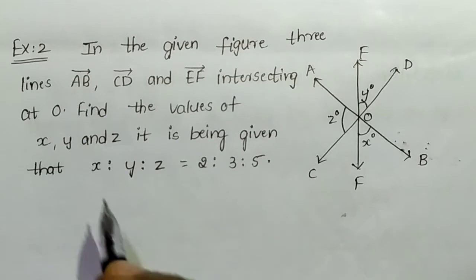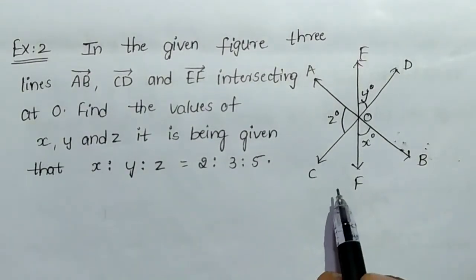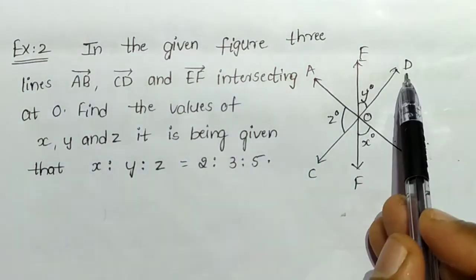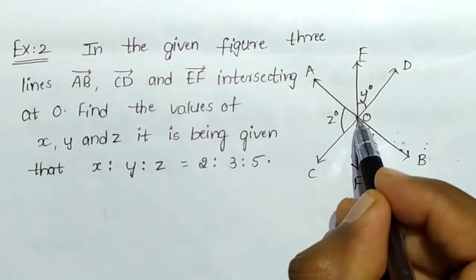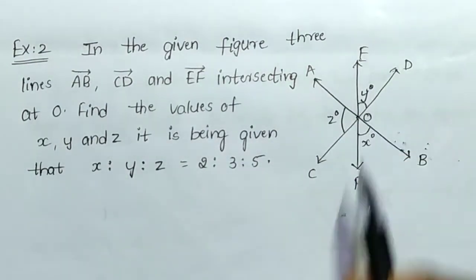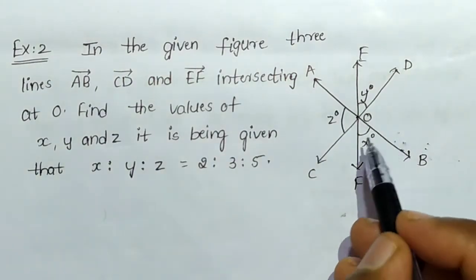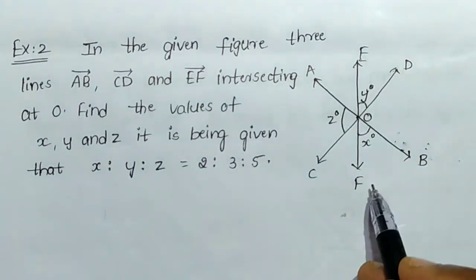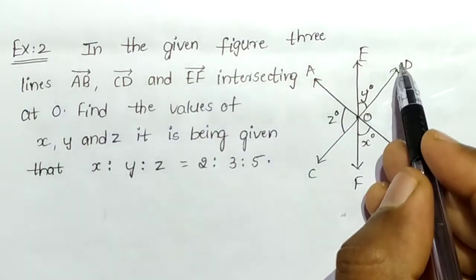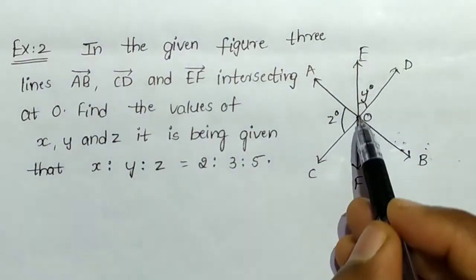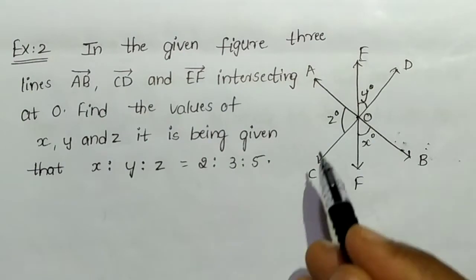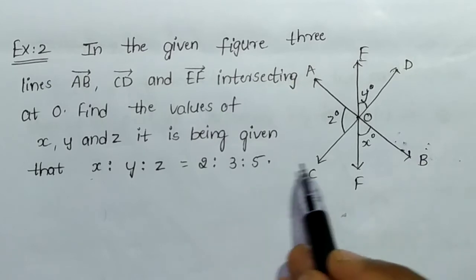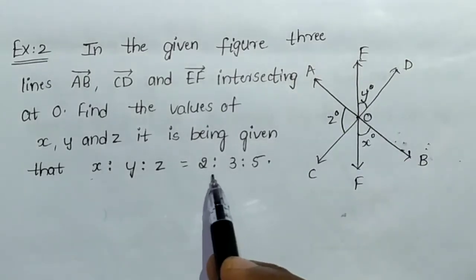Next, let us go to example 2. Listen carefully, it is also one of the important problems. In the adjacent figure, three lines AB, CD, EF intersect at O. Three lines intersect at O, and in total how many angles are formed here? 1, 2, 3, 4, 5, 6. Total 6 angles are formed. The given angles are BOF is X, DOE is Y, and COA is Z. Also given X, Y, Z are in the ratio 2 is to 3 is to 5.